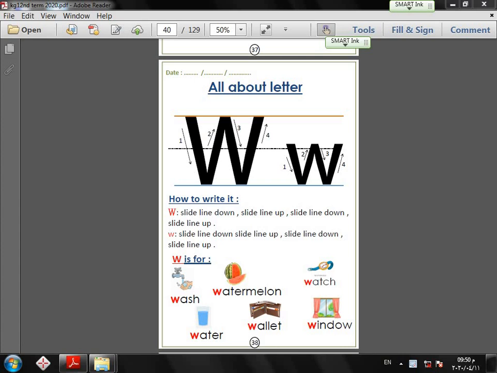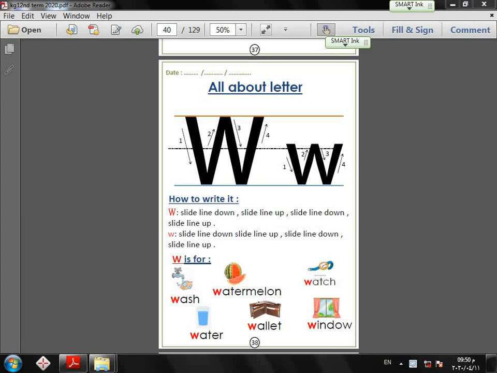Please open with me your English booklet, page number 41. We have a new letter, W. The sound of this letter is W. So, how to write W?